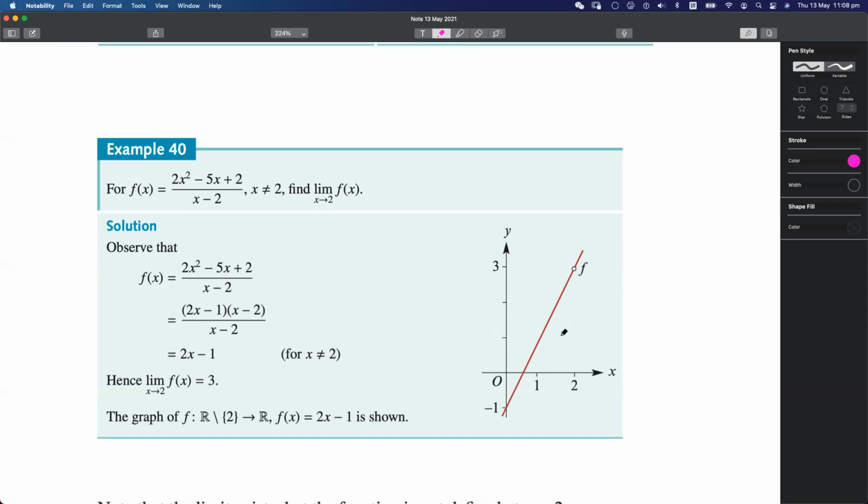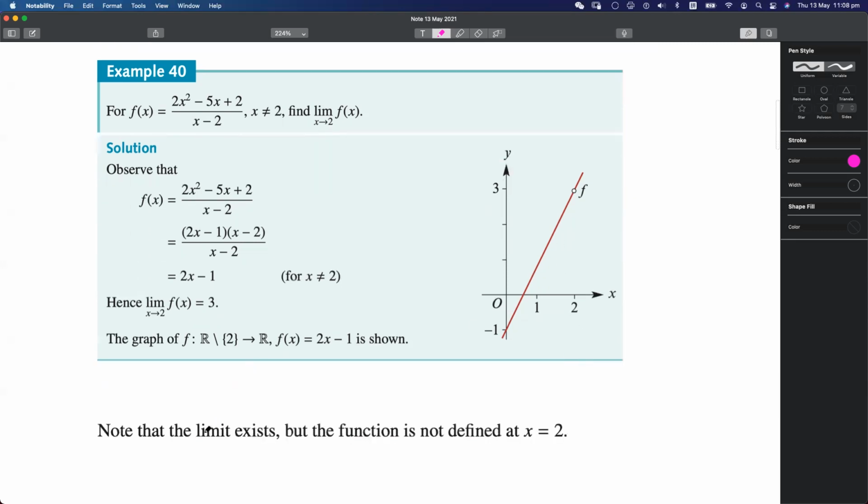To use the graph to describe this function, you're going to see something like this. Just be noted, the limit exists, but the function is not defined at x equal to 2. So the limit does exist, but the function is not defined at x equal to 2.